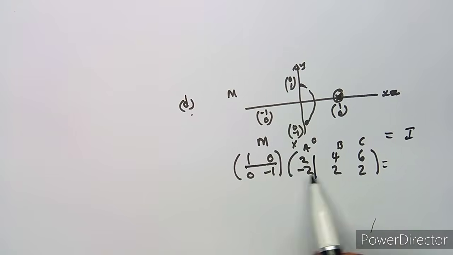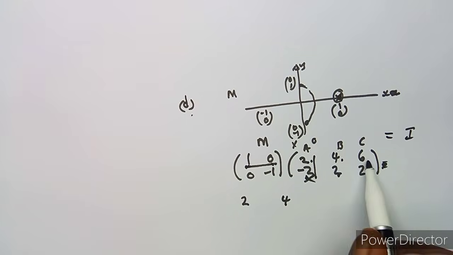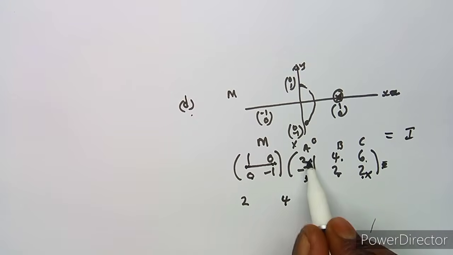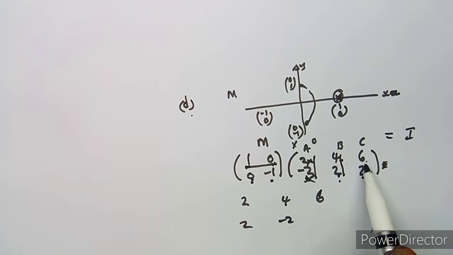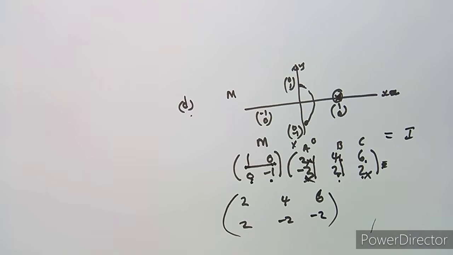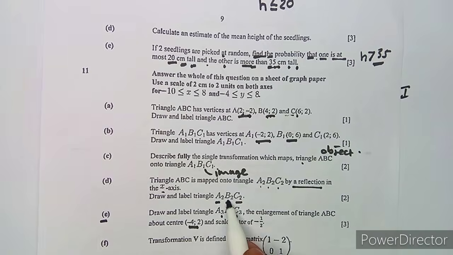So row by column, that's 1 times 2, which is 2, plus 0 times minus 2, there's nothing here. 1 times 4, which is 4, plus 0 times 2, there's nothing. 1 times 6, which is 6, plus 0 times 2, there's nothing. 0 times 2, there's nothing, minus 1 times 2, which is minus 2. 0 and 4, there's nothing, minus 1 and 2, which is minus 2. 0 and 6, there's nothing there, minus 1 and 2, which is minus 2. So that's what you're going to have as your image. We're talking of the object, and of the image, which is A2, B2, C2.